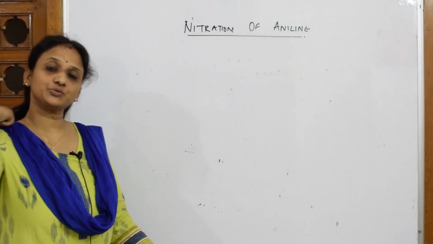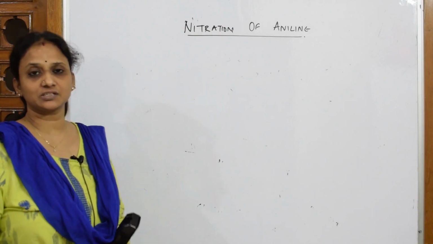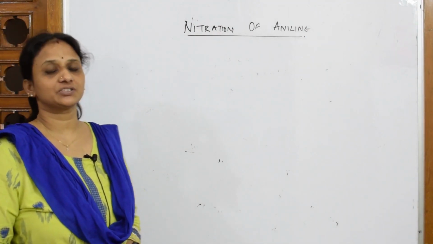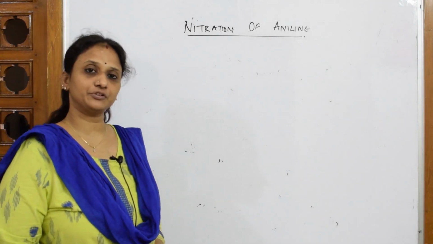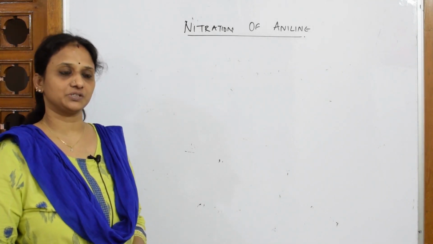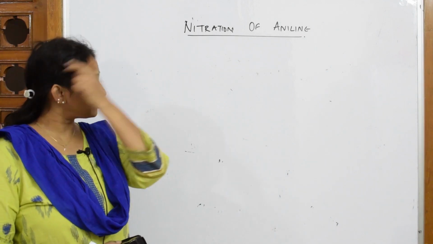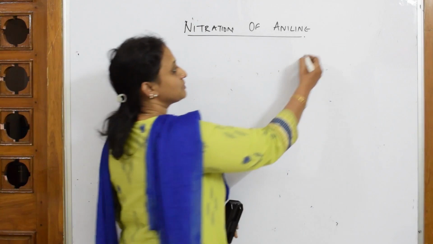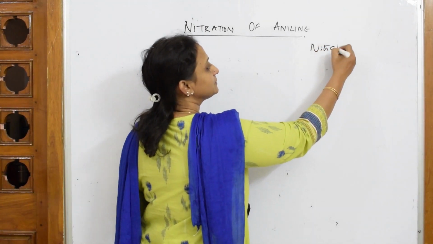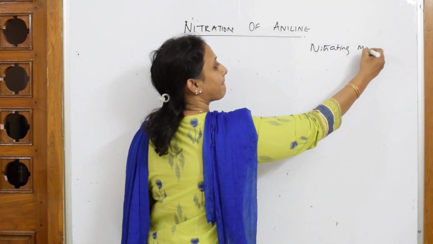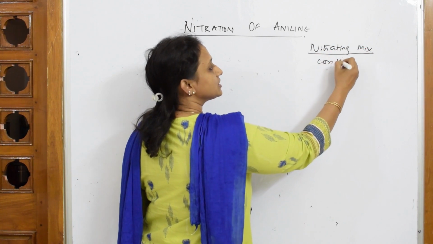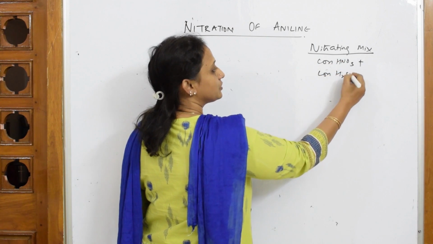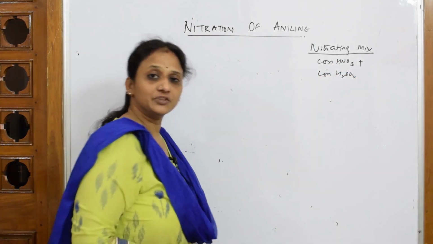So let us come back and do the nitration property of aniline. Till now we've studied the halogenation, that is the bromination of aniline. Let us start with nitration. Whenever in the exam you're asked about nitration of aniline, you require a nitrating agent. That is understood, isn't it? The nitrating mixture which we are going to use is concentrated HNO3 plus concentrated H2SO4.